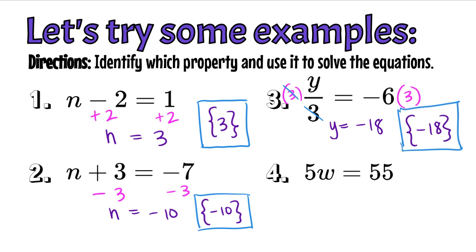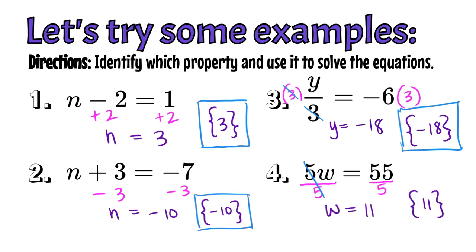And the last one, we have 5w equals 55. So remember that when we have a number that is right next to, in front of, a variable, it means we're multiplying. So really this means 5 times w equals 55. How do we undo that? We divide both sides by 5. So I like to write it as a fraction. It's just easier. And then we see that 5 divided by 5 is 1. So again, we're left with 1w, which is just w. And 55 divided by 5 is 11. So here our solution is 11.